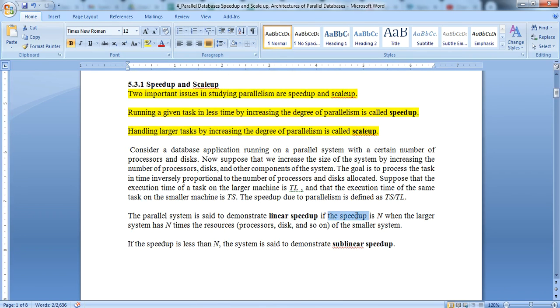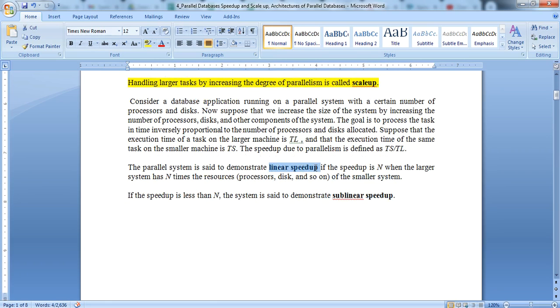If the speedup is n when the large system has n times the resources, it means the speedup is n, so n times speedup of the process. Then we need to provide n times the resources to the system as compared to the smaller system, right? Resources of the smaller system.